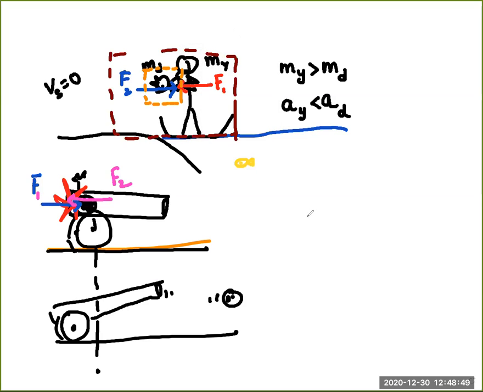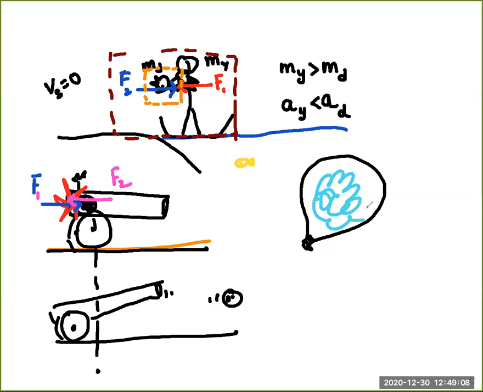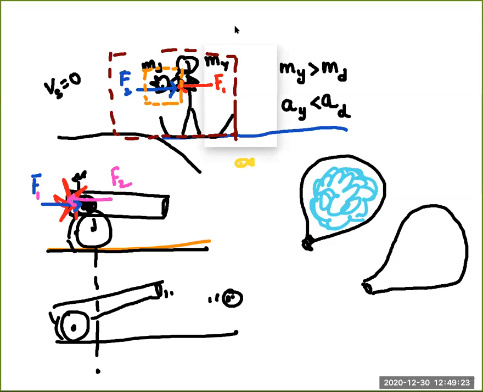Another straightforward example is, and many of you might have tried this out, you fill a balloon with air and then you release the balloon. Okay, so there is air inside the balloon. When you release this, what will happen is that the air escapes and the balloon starts moving. It goes in the opposite direction of the air, exactly.